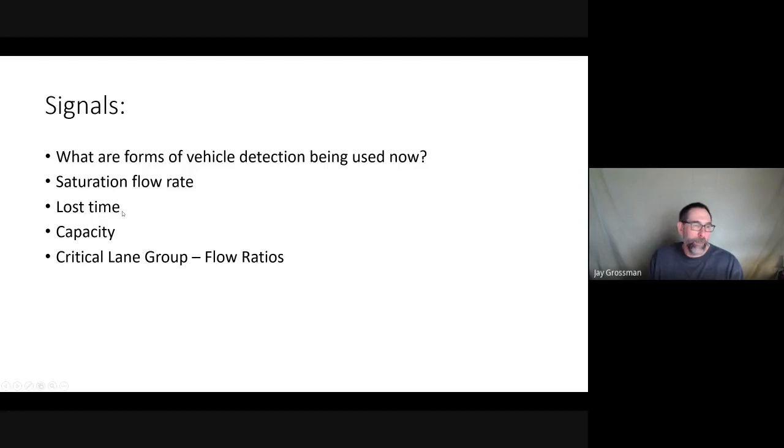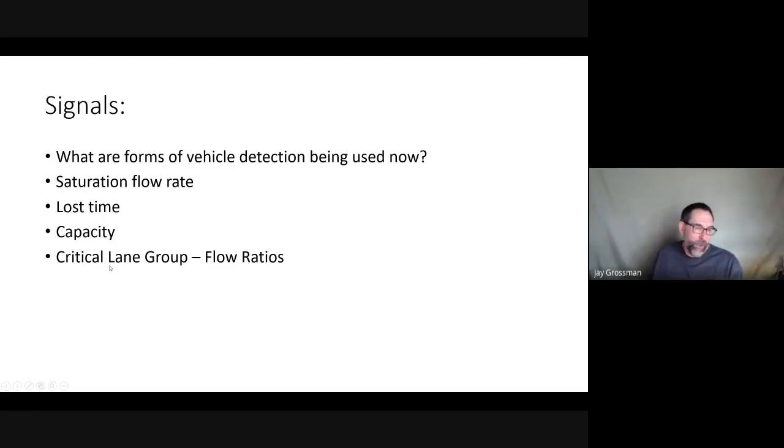You can calculate it per lane or per phase, and then you can add it together to get total lost time during the cycle. And that's what we use in those equations for the optimal cycle length and so forth, right? We're going through that way. And then what's the capacity of your lane or your phase? And then our critical lane group would be those flow ratios.